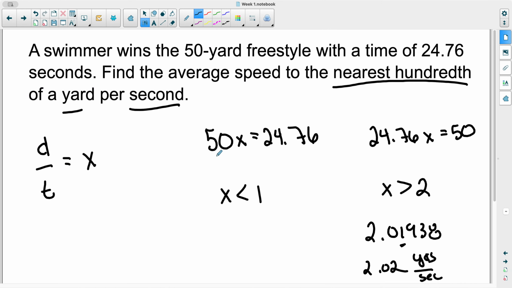So sometimes guessing and checking can help you. You know, what makes more sense? Being basically, this would end up probably being like 0.5 miles per hour, or being over 2. Which one would be faster? Well, this would make sense. Also, our distance over time. Our distance is 50 yards. Our time is 24.76.